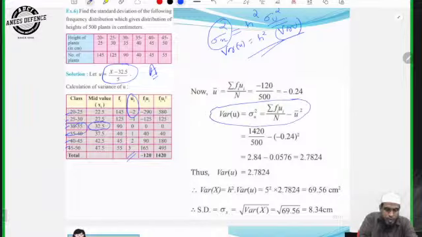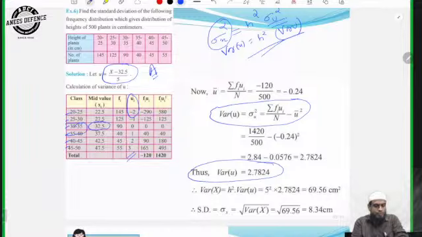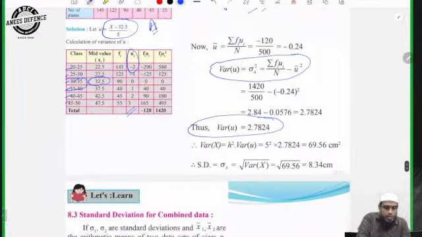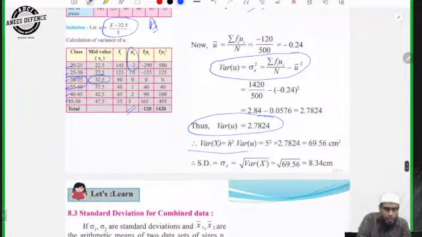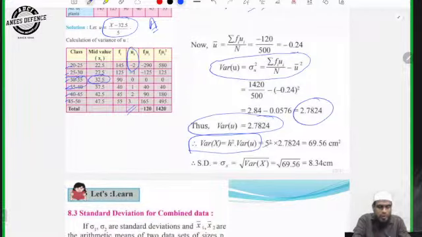So you'll be getting the variance equal to 2.7824. Variance of x is equal to h square into variance of u. Just substitute this value, and the h value is 5. So 5 square, h square, into 2.7824, you'll be getting 69.56. That is actually the variance. Standard deviation means the square root of the variance.